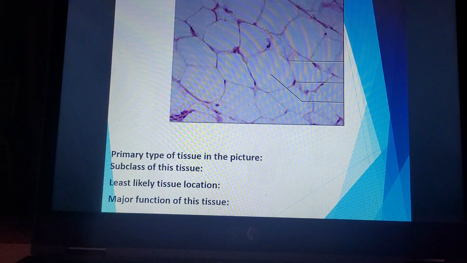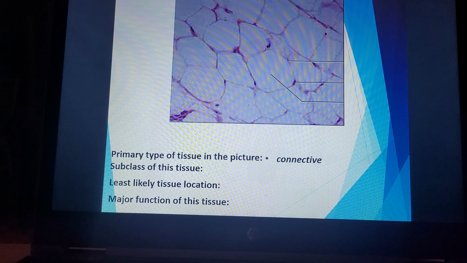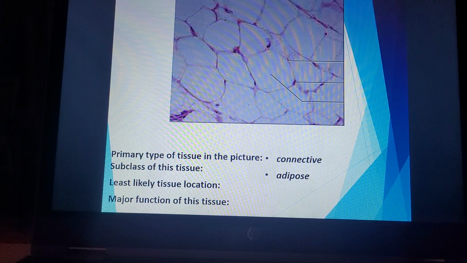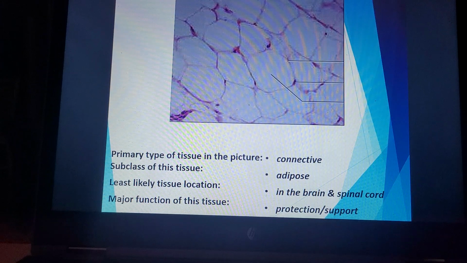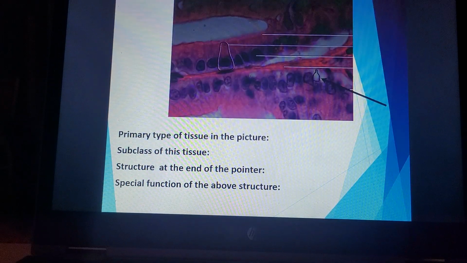Let's go. Primary tissue type. Connective. Subclass. Adipose. Least likely tissue location. In the brain and spinal cord. Major function of this tissue. Protection and support.